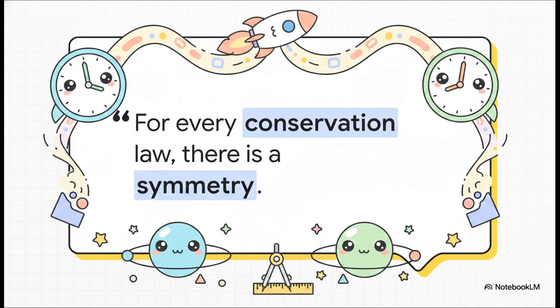Conservation of energy exists literally because the laws of physics are symmetric through time. They don't change from today to tomorrow. Linear momentum is conserved because physics is symmetric through space. A meter over here is exactly the same as a meter over there.